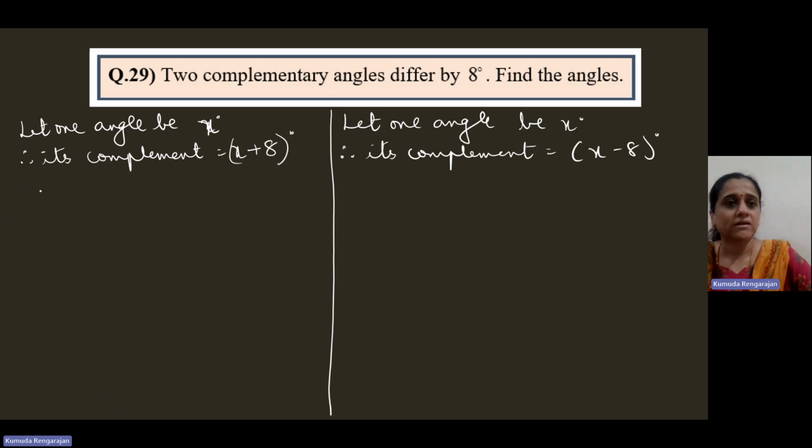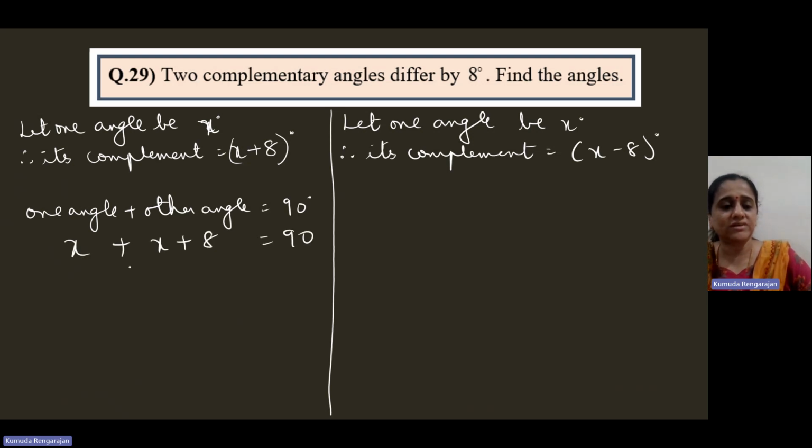Now the equation. The sum of the angles will be 90 degrees because they're complementary angles. One angle plus the other angle is equal to 90 degrees. So x plus x plus 8 is equal to 90. x plus x is 2x, plus 8 is equal to 90.